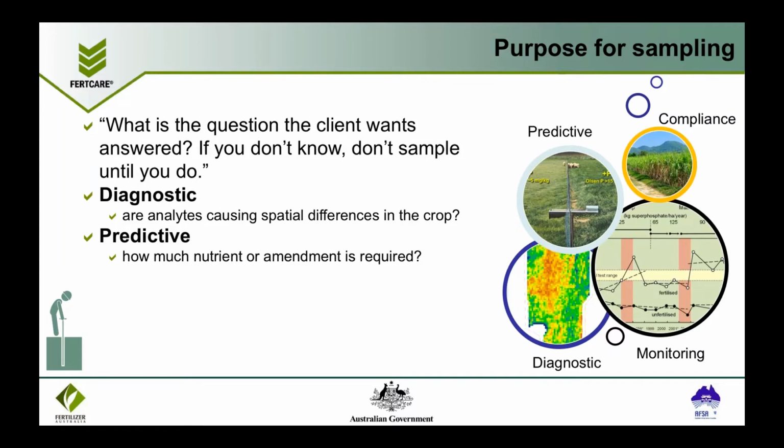Probably one of the most common purposes for sampling is predictive. So this is where you're taking a sample to support a fertilizer recommendation or some sort of nutrient amendment such as lime or gypsum, and you're wanting to work out, well, how much of this particular nutrient or amendment do I need? And you would be using the guidelines or critical values that I mentioned earlier from Better Fertilizer Decisions for pastures or crops to come to that decision.